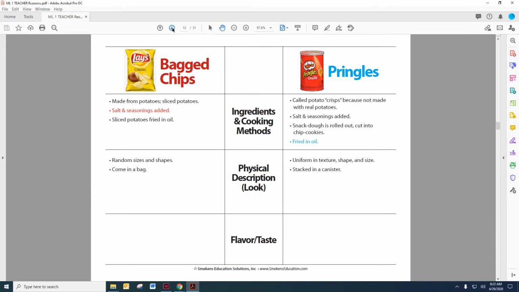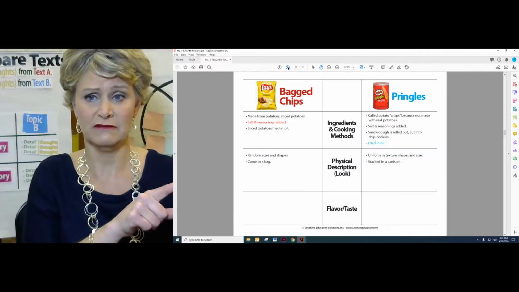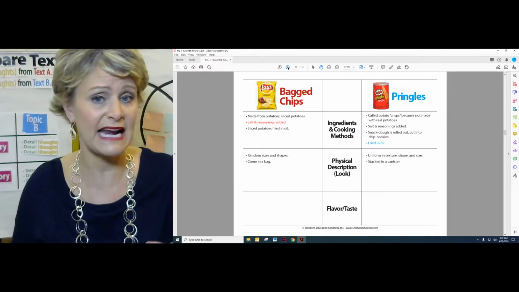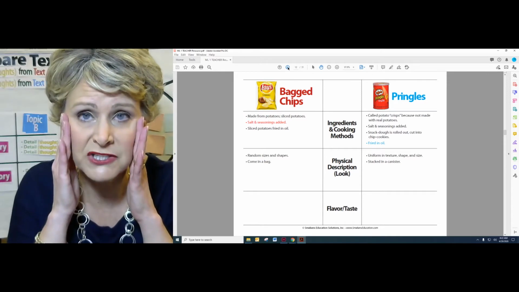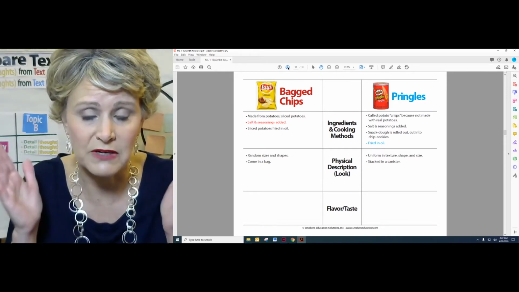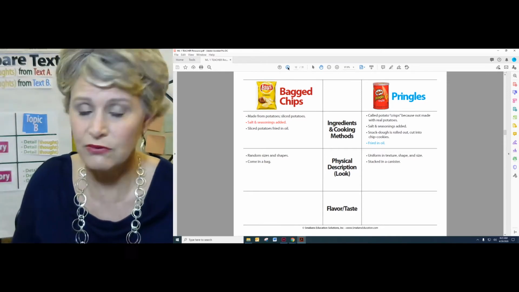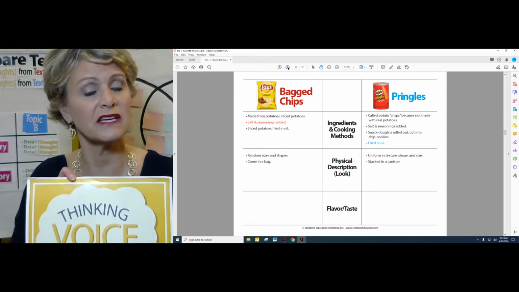So I see random sizes and shapes for bag chips, and I see they come in a bag. Pringles, they're all the same shape, and they come in a canister. Here's what I want you to see: I have parallel information. I haven't said something on one side and not on the other, but the parallel information is different for both. So now what do I do? This is when you do the hard after-thinking work.